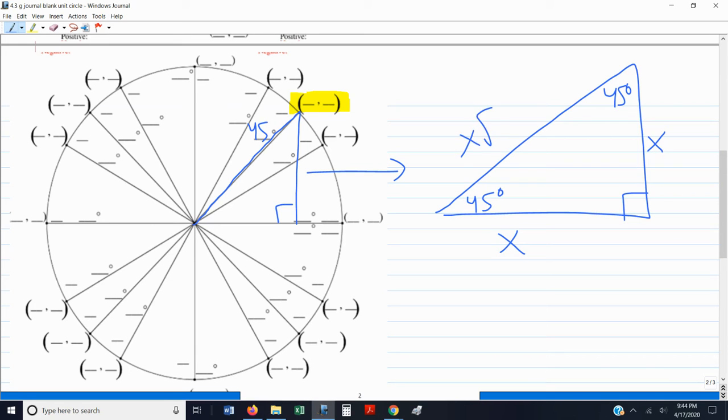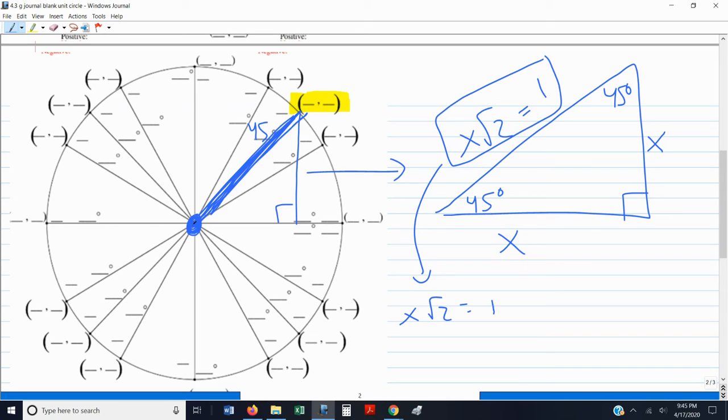X, x, and x root 2. Okay, and then again, from the center to the edge of the circle, the radius of the unit circle is 1. And that again is the hypotenuse of this triangle, the radius is. And so this gives me an equation, x root 2 is equal to 1, and I can solve that equation for x. And I would do that by dividing by root 2.